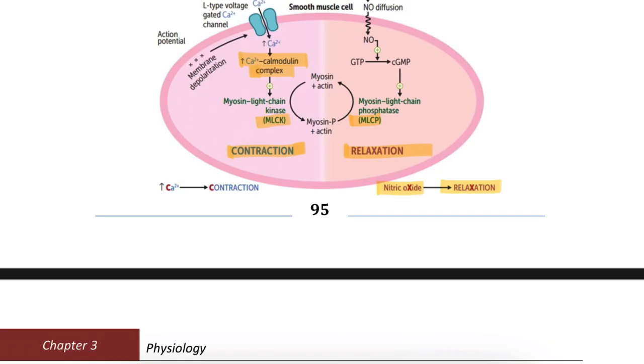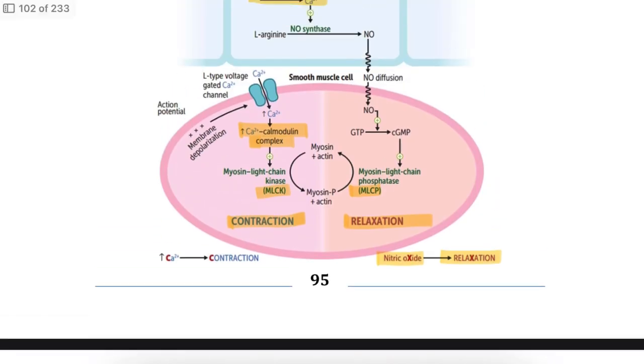It activates NO synthase, which converts L-arginine into nitric oxide, as we can see here. NO diffuses into smooth muscle and activates guanylate cyclase, which increases cyclic GMP, as you can see here. The cyclic GMP, guanosine monophosphate, activates MLCP, that means myosin light chain phosphatase, which then leads to relaxation.